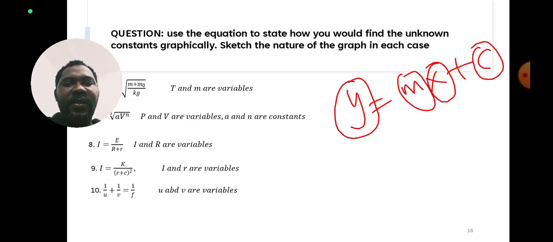So let's see the next one, which is number 8. We are given I equal to E all over R plus small r, and we're given that I and R are variables. Okay, so let's see that quickly. So we have I to be equal to E over R plus r.